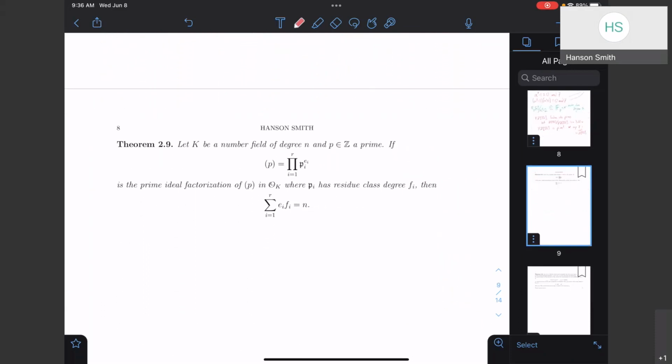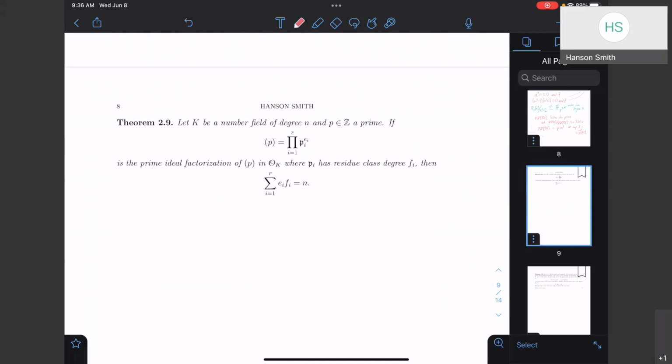So let's say I have a number field of degree n, and I have p a prime in the integers, and I want to know how p factors in my number field. This statement right here has no content. It's just saying it has a prime factorization, by the fact that we're taking it on faith that rings of integers have unique factorization into prime ideals. So it has some prime ideal factorization.